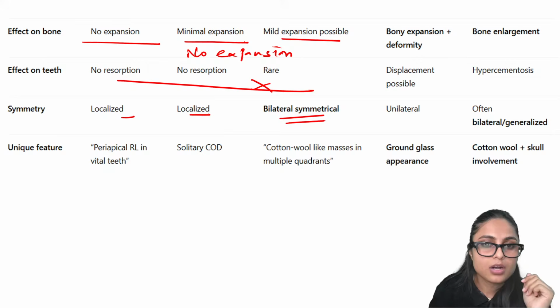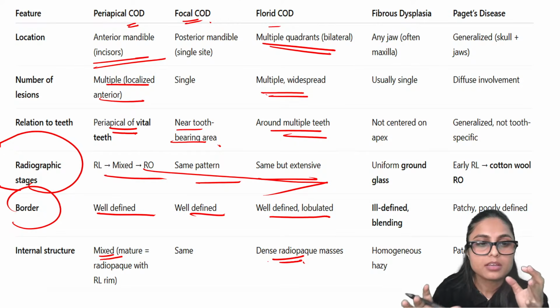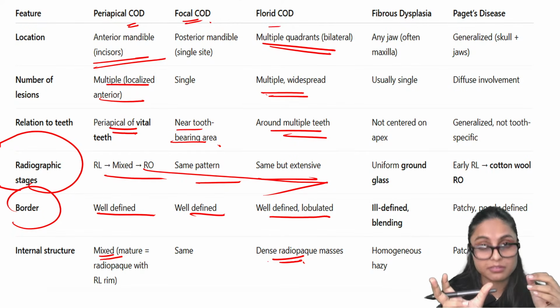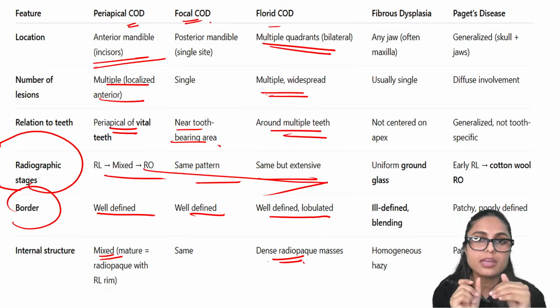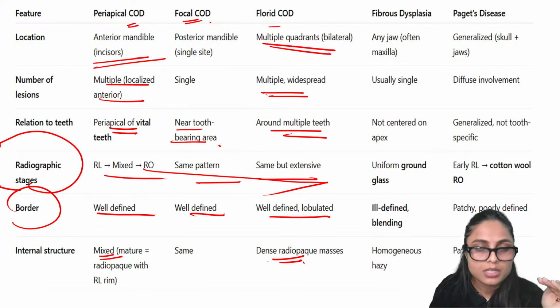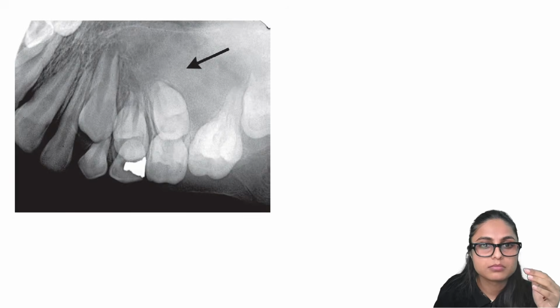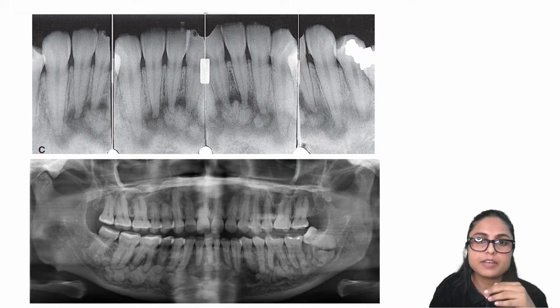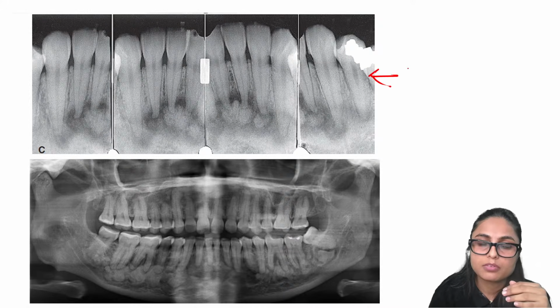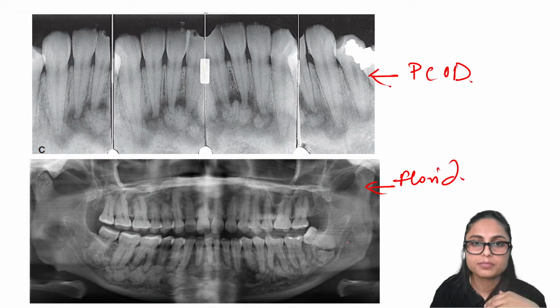So PCOD, focal and florid differ according to site, and the appearance, internal structure, and the stages remain the same. If I show you the radiograph, this is PCOD. This is florid, FCOD.